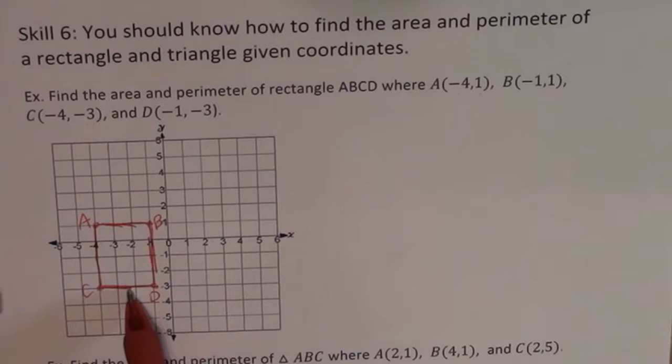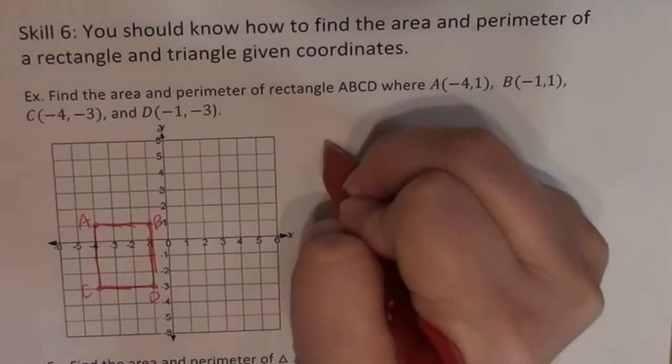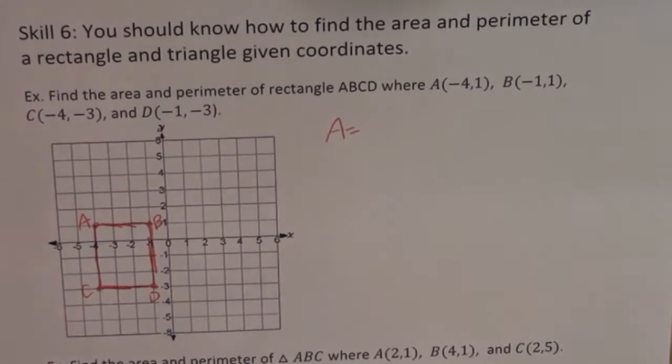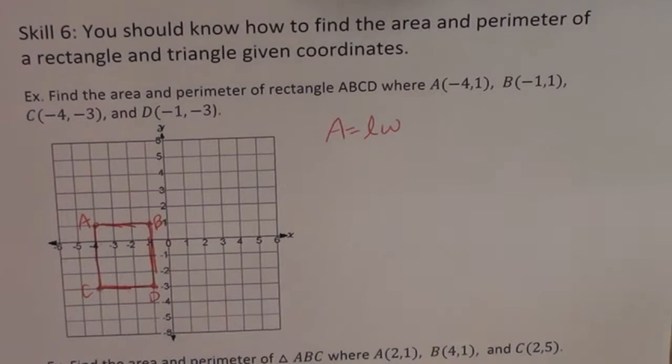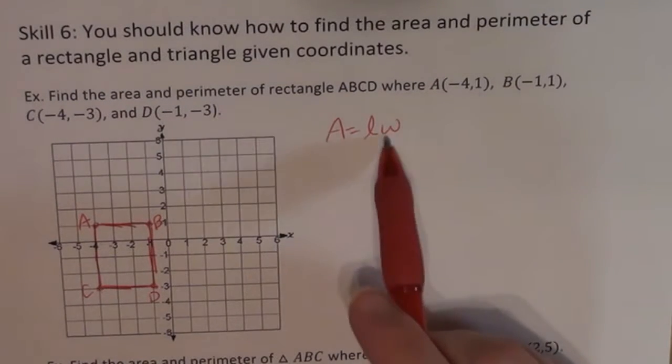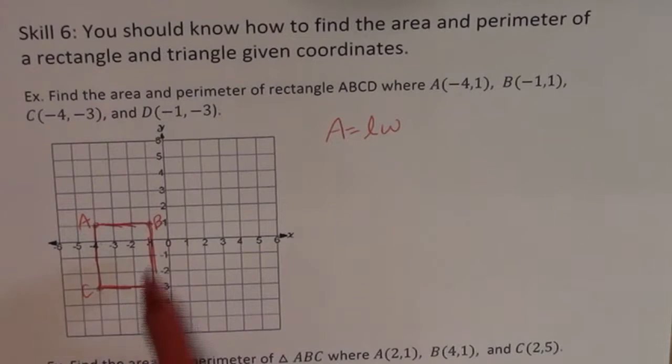The top and the bottom are the same. The left and the right are the same length. They're also parallel. We have some 90-degree angles. This is a rectangle. So we need to find the area and perimeter using the formula for a rectangle. For a rectangle, the formula for area is A equals LW. In this case, L stands for the length and W stands for the width.